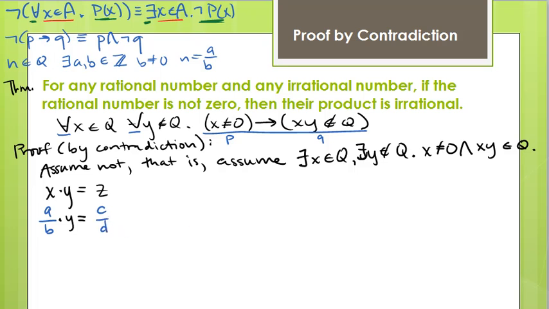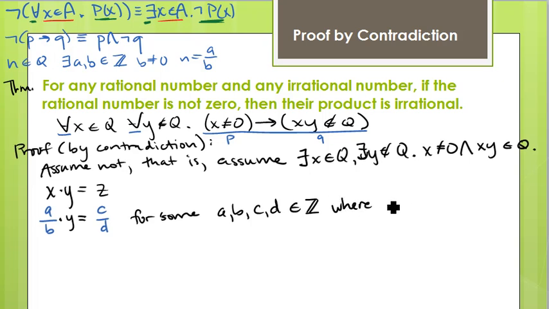So for some a, b, c, and d that are all integers, where our two denominators, b does not equal 0 and d does not equal 0. Okay, and we're able to do this by the definition of rational.